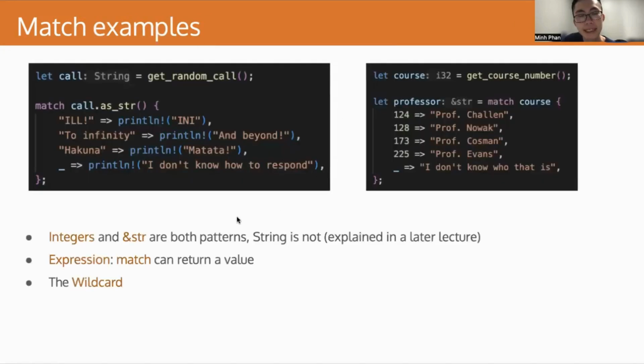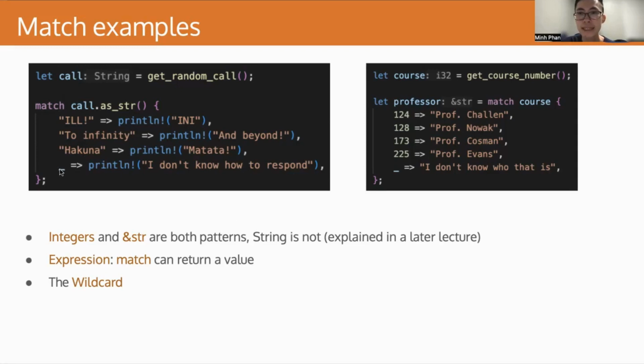Here are two examples of a match statement. In the example on the left, we have a variable that is a capital String, which we get from some function. And we call a match statement on this variable. Here you see that we looked at three cases. If the variable is IRL, then we println the matching string. We can execute code in this match statement. If the variable is to infinity, we reply with and beyond. If it's Sakuna, we reply with Matata.